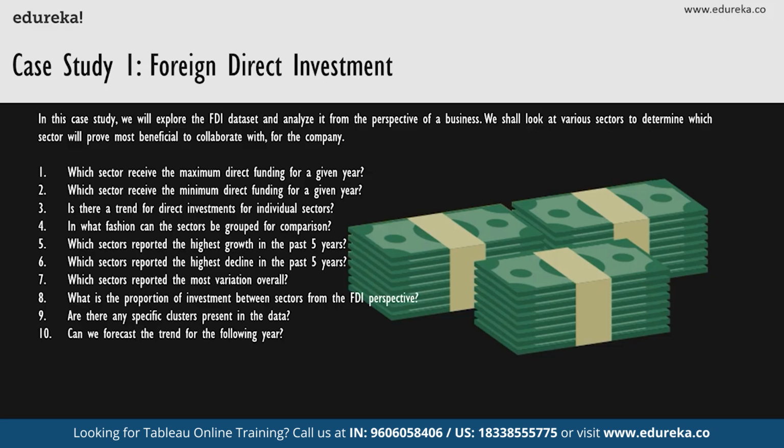Right now, I am going to go back into my presentation, and here you can see that I have already figured out a couple of questions that we are going to answer through this exercise. So first, let's focus on the first 2 questions, which is determining which sectors receive the maximum direct funding or the minimum direct funding for a given year. Both of them are questions of the same nature. So let's go ahead and find out.